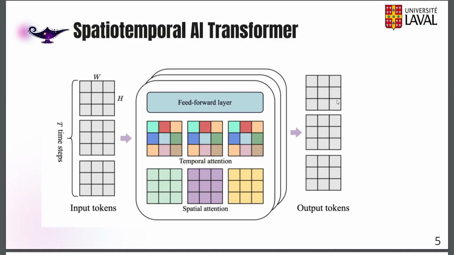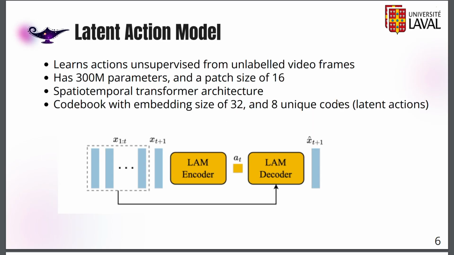Here's how it works. We start with input tokens, which are processed through spatiotemporal blocks. Each block contains a feed-forward layer, a temporal attention layer, and a spatial attention layer. Each color in the architecture diagram represents a single self-attention map. The spatial attention layer focuses on different areas within a single time step, treating each part of the grid separately. The temporal attention layer focuses on a specific element across all the time steps, treating the sequence of frames one by one.